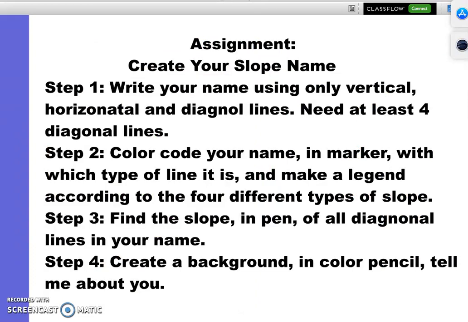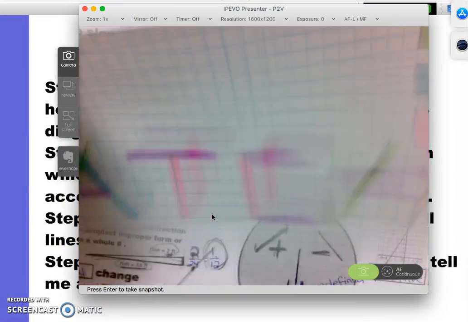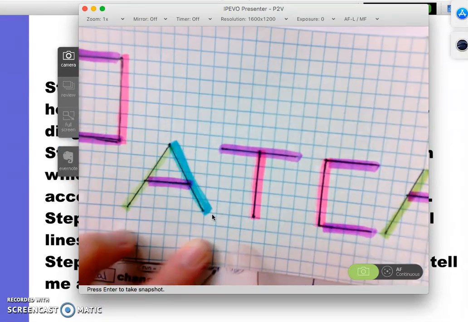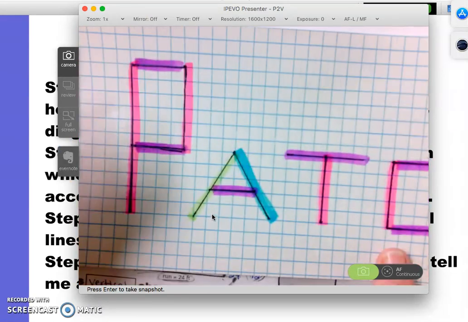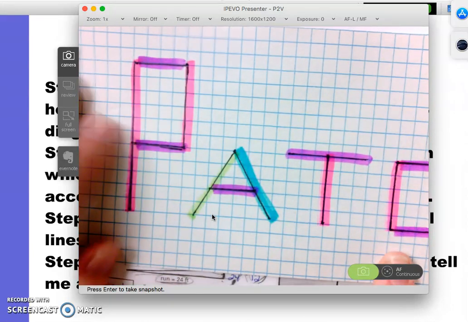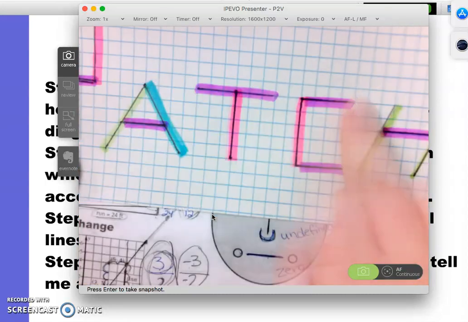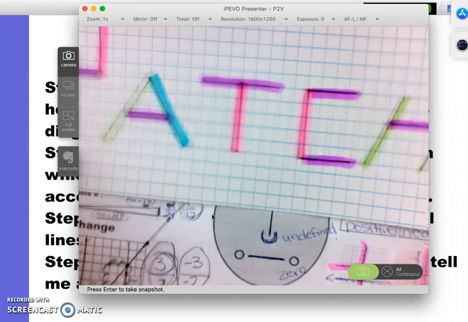All right, your assignment is going to be to create your name using only straight lines. So I'm going to switch here real quick to my example. Okay, on here, you need to create your name using only straight lines. So straight up and down, straight diagonal, or straight horizontal. They all have to be straight lines, no curves. So like C, I had to create my C like this. The rest of my letters were pretty easy.